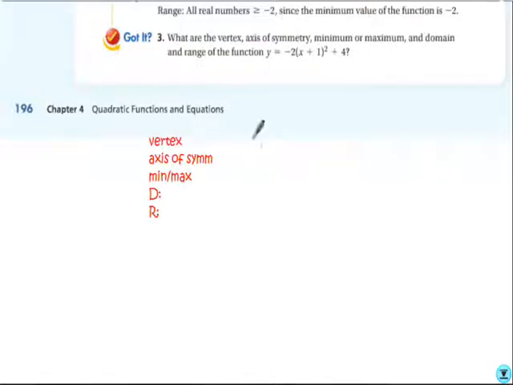Go. All right, so let's start with the vertex. Hopefully you got that the vertex was (negative 1, 4). The axis of symmetry is x equals negative 1. Does it have a minimum or maximum? This is negative, so it's going down. So it has a max. It has a max at 4. The domain is all real numbers. And the range is going to be all real numbers less than or equal to the maximum, which is 4. So y is an element of the reals such that y is less than or equal to 4. We'll talk more about that.